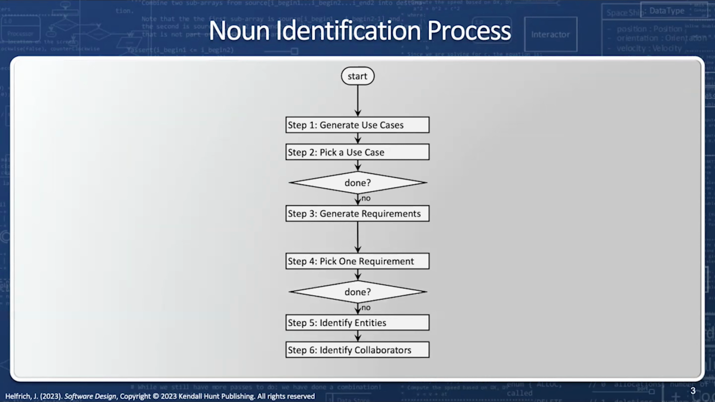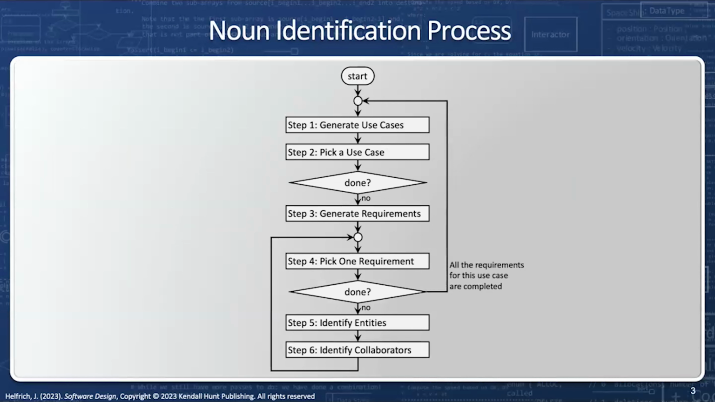Now, when we're finished with this, then we're going to identify our collaborators. Hey, this verb requires a noun as a parameter, but what is that noun? And let's see if we can dig into that one in more detail by firming up those requirements. Now, when we're done, we're going to go back and pick another requirement, and another requirement, and we're going to continue on this process here. And then if there are no more requirements left, then we're going to go back up and generate use cases.